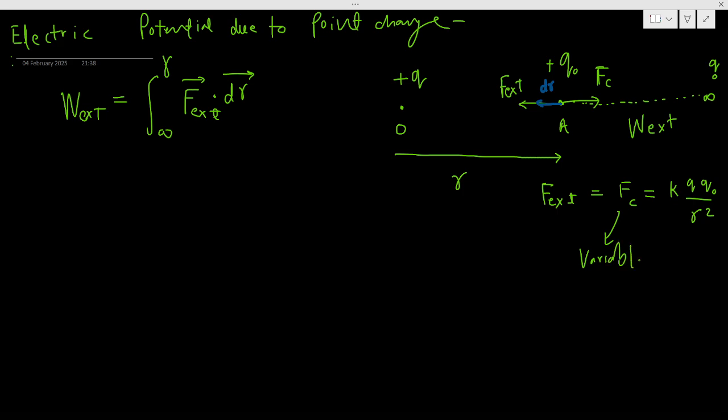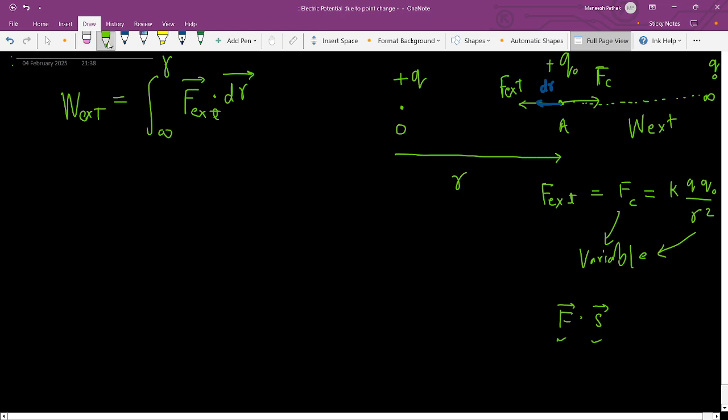Force is variable. Why is force variable? Because R is variable. So for constant force, you can take F vector dot S vector, like force into displacement. But when the force is variable, you can't find the work done directly. You need to integrate. Here you can clearly see that as you come closer to Q, the force of repulsion will increase exponentially. You have to keep that in mind.